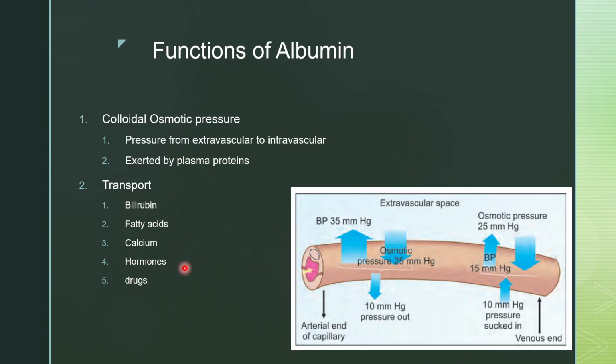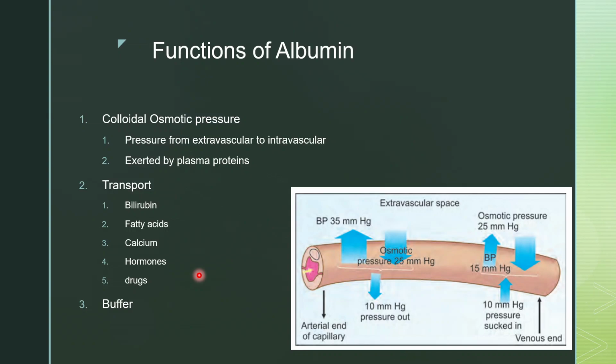Similarly, hormones like steroid hormones and thyroid hormones, a percentage of which binds with albumin. As long as the hormone is binding with albumin, it is not functional. It's only when the hormone is displaced and free that it becomes functional. Similarly with drugs. Drugs which are bound to albumin are not functional. When the drugs are displaced or removed from the albumin, they become functional. That is why albumin helps in the transport of all these important constituents.